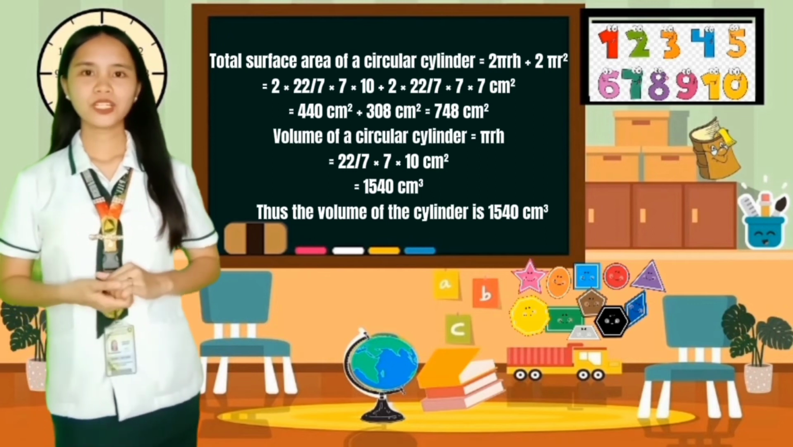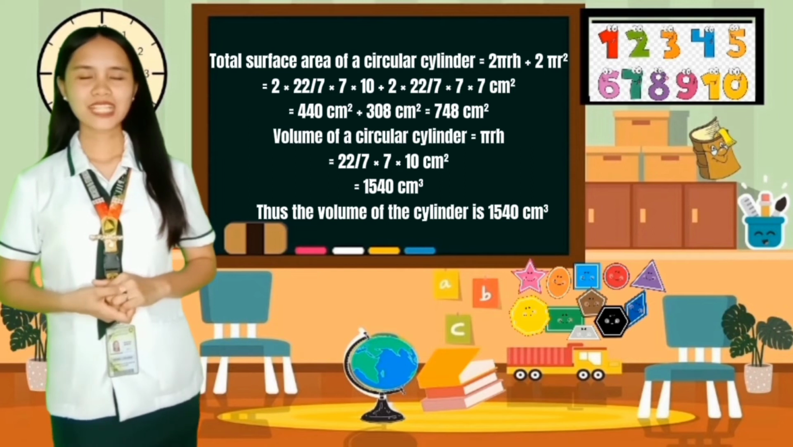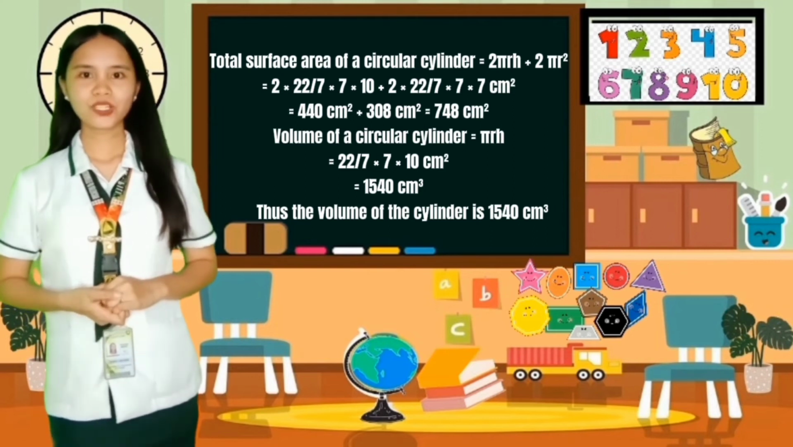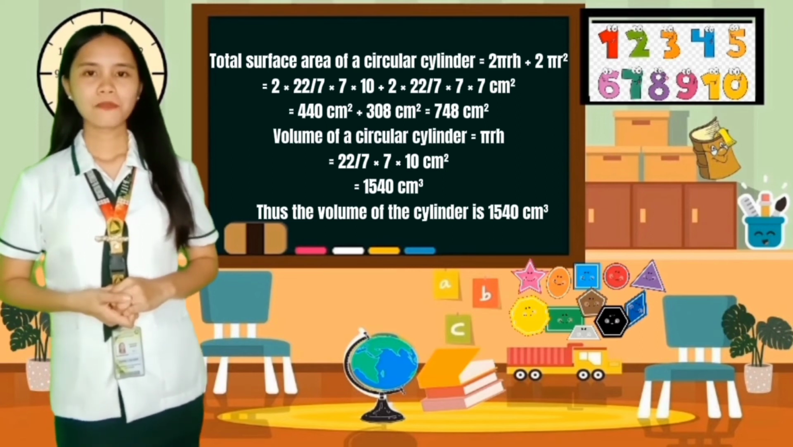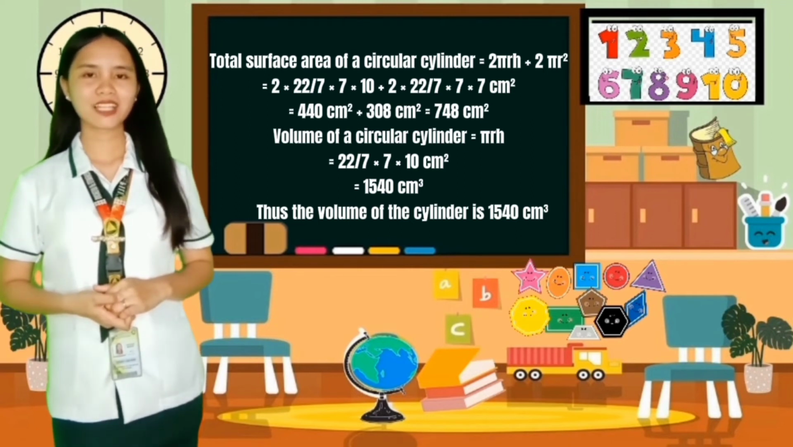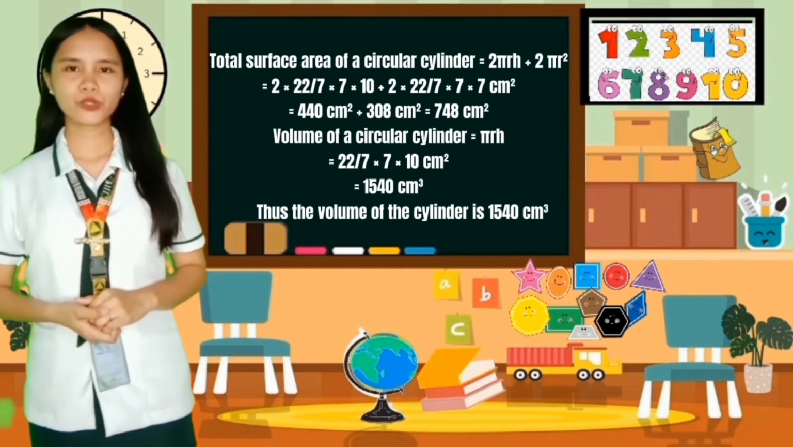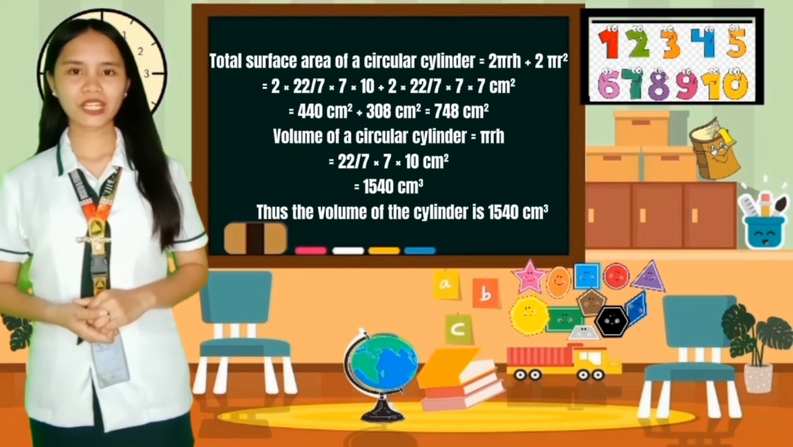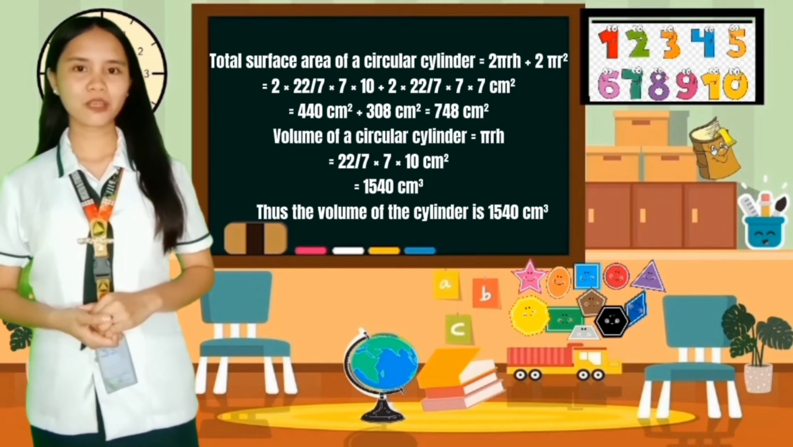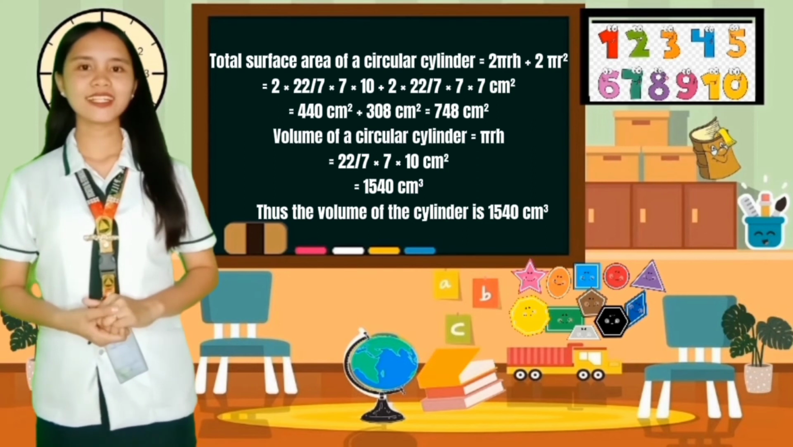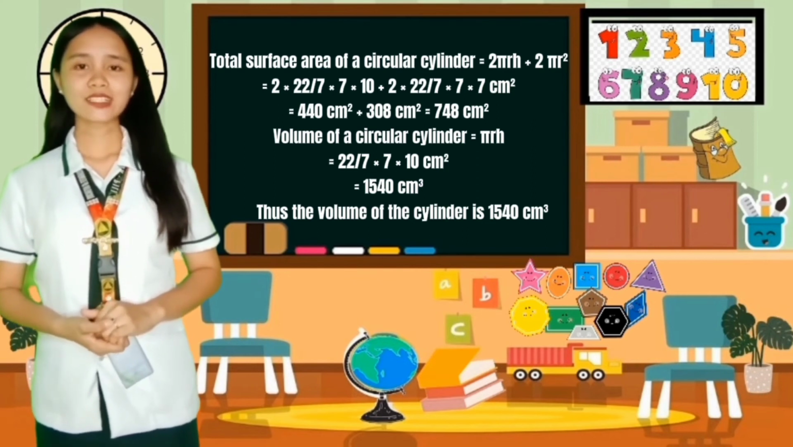So total surface area of a circular cylinder is 2πrh plus 2πr², equal to 2 times 22/7 times 7 times 10 plus 2 times 22/7 times 7 times 7 cm², which is equal to 440 cm² plus 308 cm², which is equal to 748 cm². Volume of a circular cylinder is πr²h, which is equal to 22/7 times 7 times 7 times 10, which is equal to 1,540 cm³. Thus, the volume of the cylinder is 1,540 cm³.